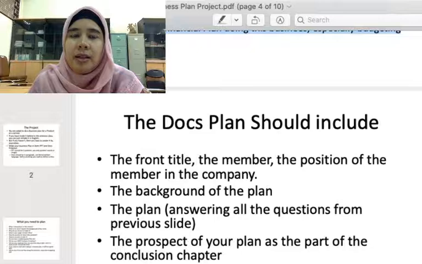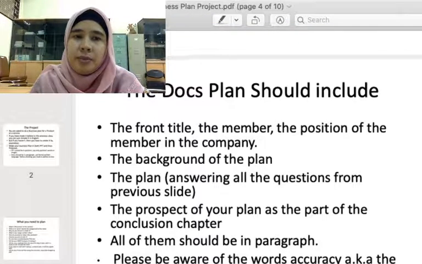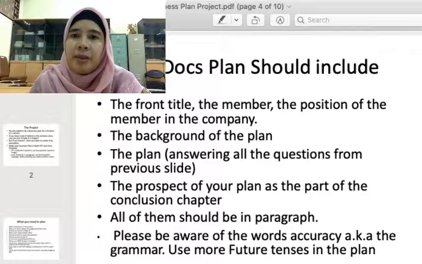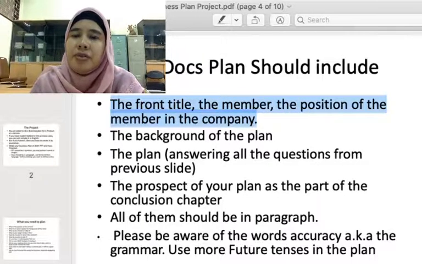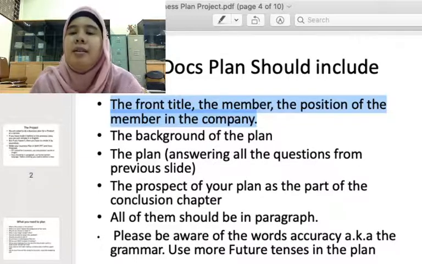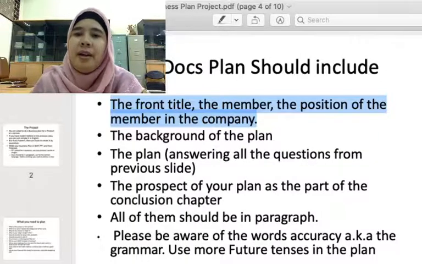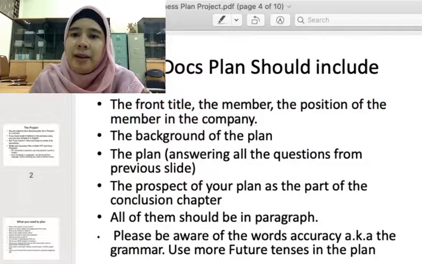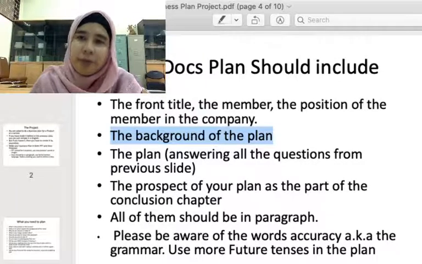Next, this is the doc plan should include, Microsoft Word's proposal seperti ini. The front title should include the front title, the member, the positions of the member in the company. Harus ada title-nya, member of your groups-nya, and then each of your positions in the company. Next, the background of the plan. Boleh background of the name-nya, boleh.